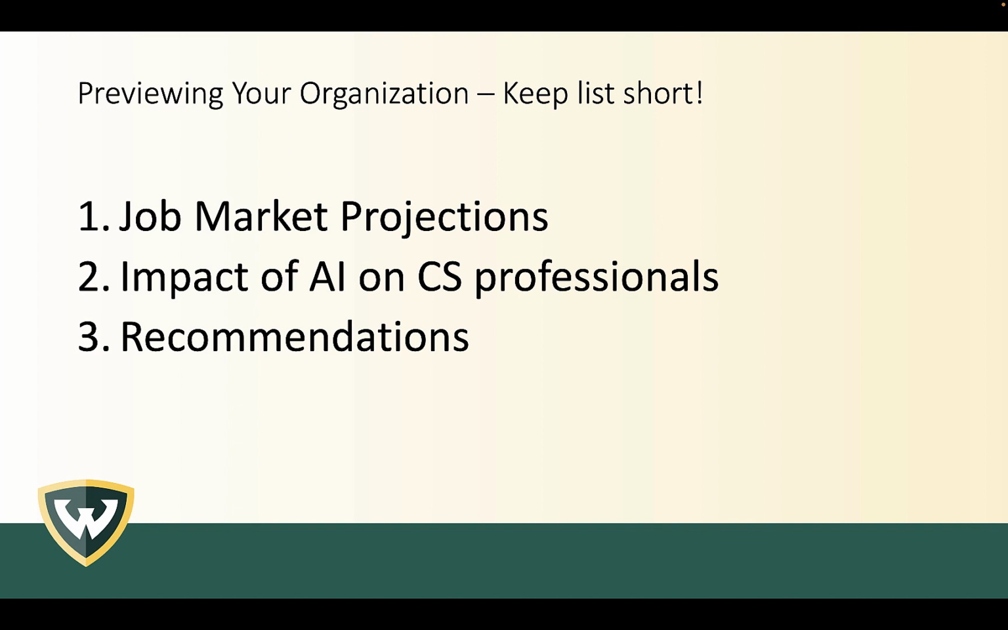First of all, when you preview your organization at the beginning of your presentation, you need to keep that list short. The preview is not an outline and it's not a table of contents. That's not what your audience is interested in. What they really want to know is just what are the major sections of your presentation. So this is just an example. Here's a presentation. Here's 3 points. Number one, job market projections. Number two, the impact of AI on computer science professionals.